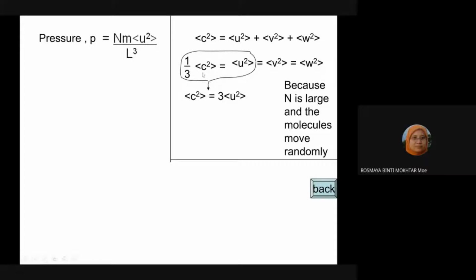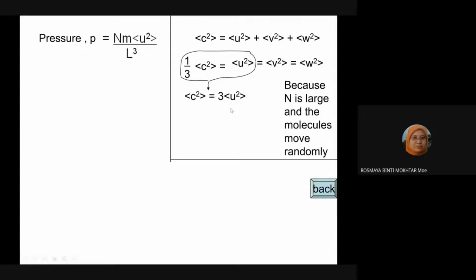Okay, do you understand the mathematical part here, where they all have the same magnitude? So that means it becomes 3 times the mean square speed along X. In other words, you imagine this one is U, this one also U, because they all have the same magnitude. So we have 3 times the mean square speed along X. Any problem with the mathematical part here?